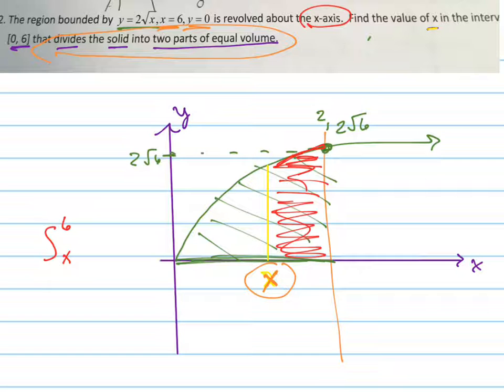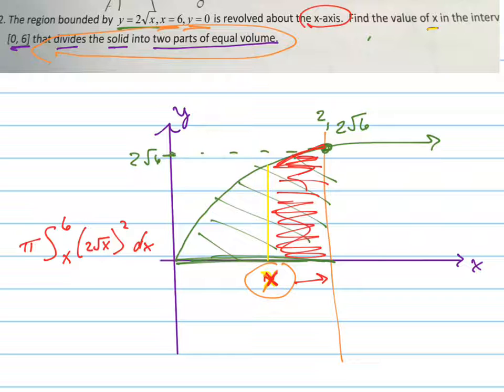It's going to be from x to 6 of top minus bottom. So it's 2 root x minus 0, squared, dx, and you put the pi out front.